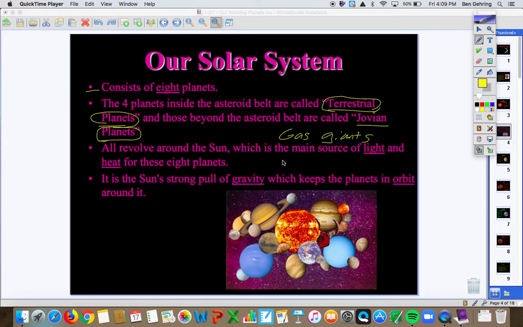All of these revolve around the sun, which is our source of light and heat. And it's the sun's gravity which keeps our planets in orbit around it, which is really important, otherwise we'd be flying off into space, going who knows where.